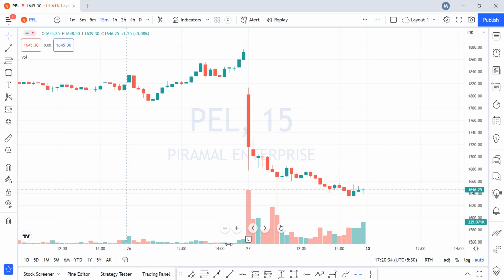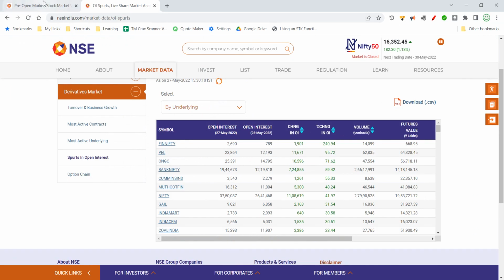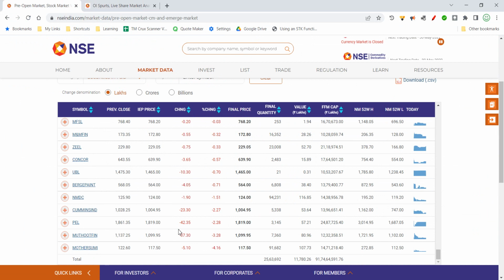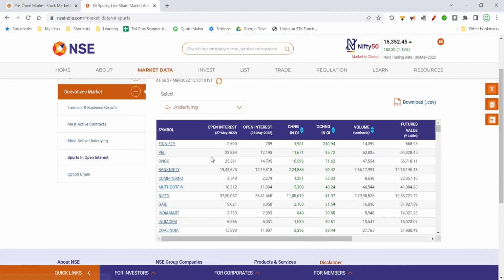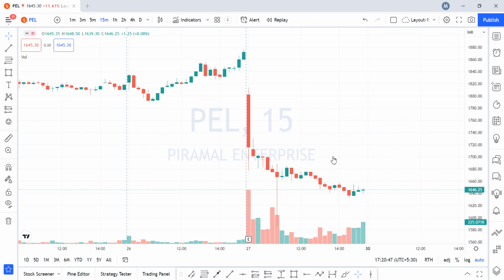So Piramal Enterprises, if you go back and check, was one of the biggest losers over here, down 2.28%. Piramal Enterprises has the highest change in open interest over here if you see. And on the chart, let 9:30 happen. We are actually talking about 9:45 or so, somewhere over here. We will be looking for an entry on either the long side or the short side. What I need is very significant volume over here.